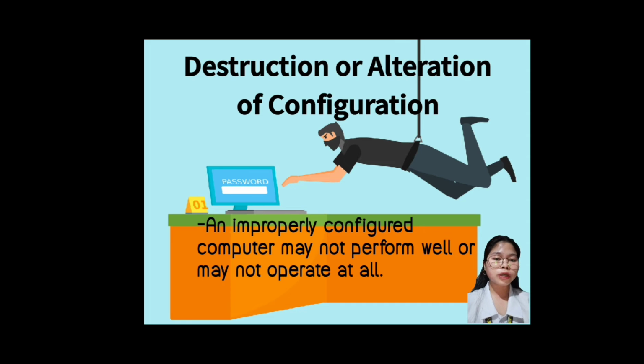Another computer abuse: destruction or alteration of configuration. An improperly configured computer may not perform well or may not operate at all. So, an intruder may alter or destroy your configuration para hindi ka makakonect sa iyong computer or sa network mo. Bakit? Kasi napalitan niya na ang configuration information ng iyong computer. That's why, if you try to connect, doon na nagkakaproblema. Doon ka na nagiging disabled or unavailable connection. So, doon na papasok si improperly configured or not properly operate at all.